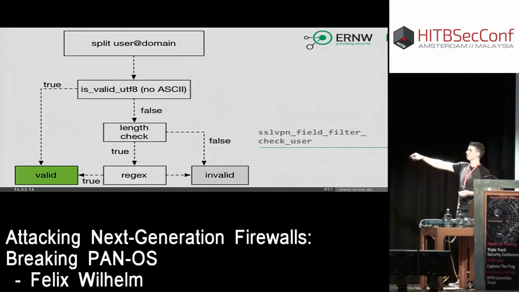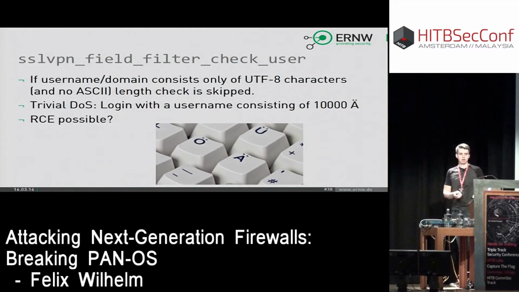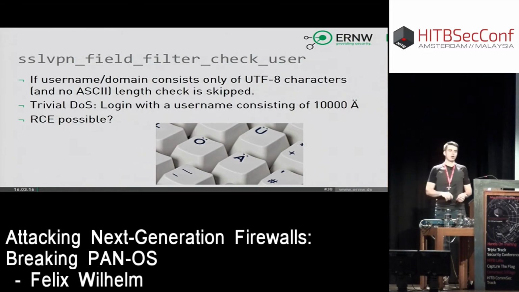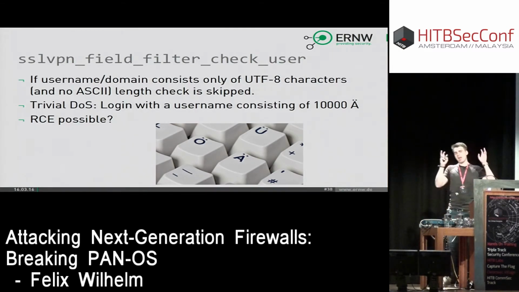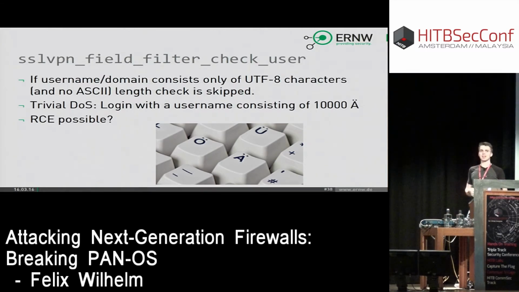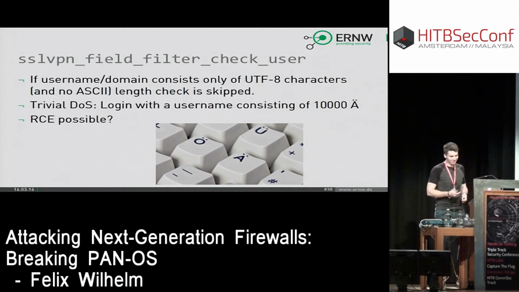And if this function returns true, then the length check and the regex check are skipped, which is interesting. It turns out that you can trigger this if you just log into your SSL VPN with a username containing a lot of Ä's, so the A's with dots on top. If you do this, the box crashes again. But in this case, it's a stack-based buffer overflow, so the question is whether remote code execution is possible. Funnily enough, this attack is actually easier for German hackers because they have the key already on their keyboard, so they don't need any special equipment to exploit this.